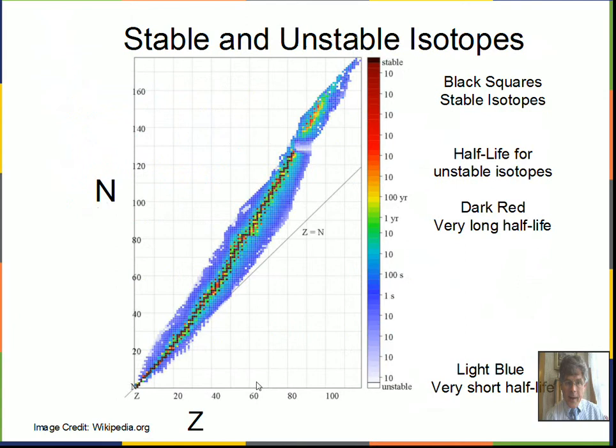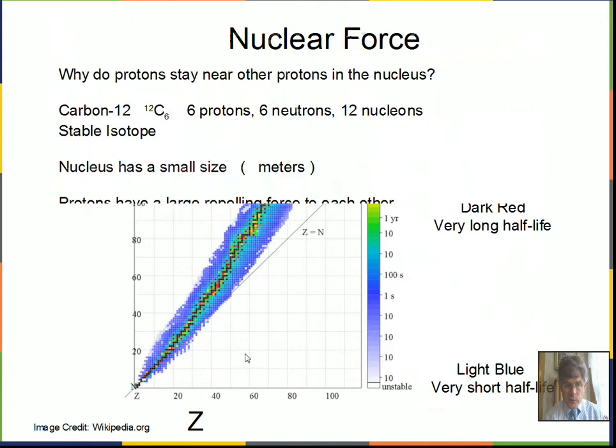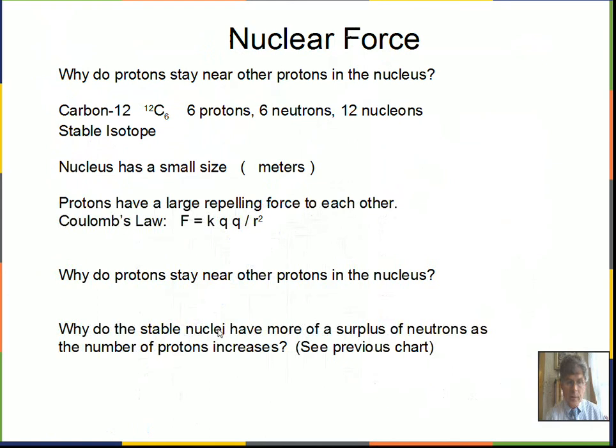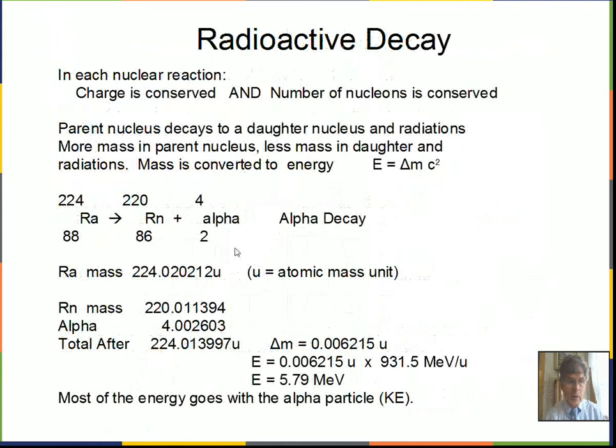However, the interior protons and neutrons, especially neutrons, provide an attractive force that keeps everything linked together, kind of like a chain. So we do have a stable nucleus if we have this surplus of neutrons. So, radioactive decay.